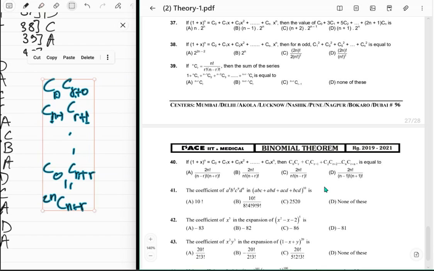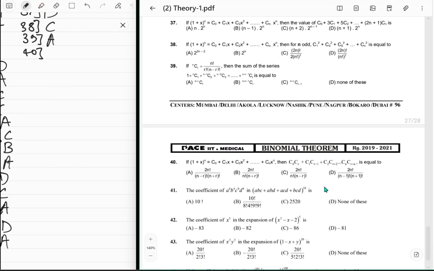Yeah, so 2n C n plus r, which of these is that? So 2n factorial over n minus r factorial... I mean, it's supposed to be n plus r, not like that. A is the way to go.